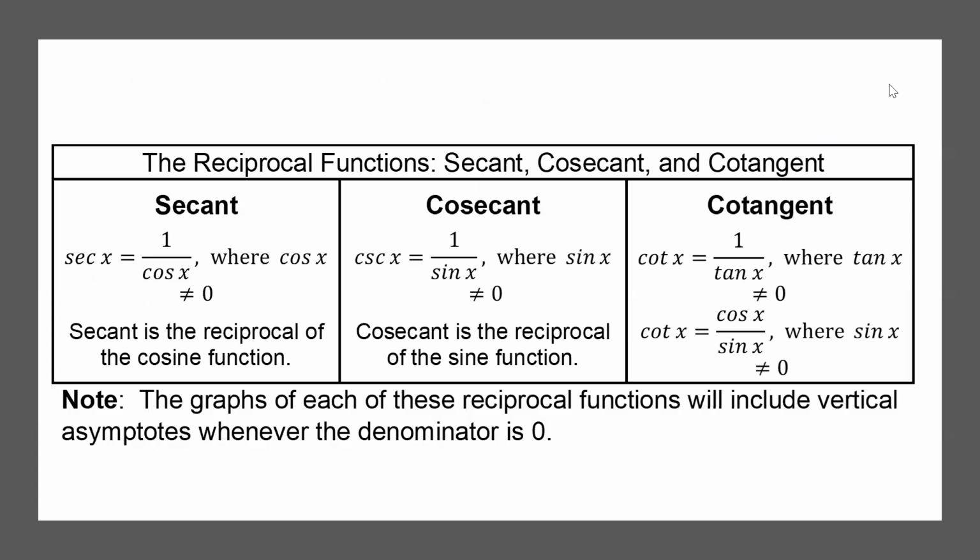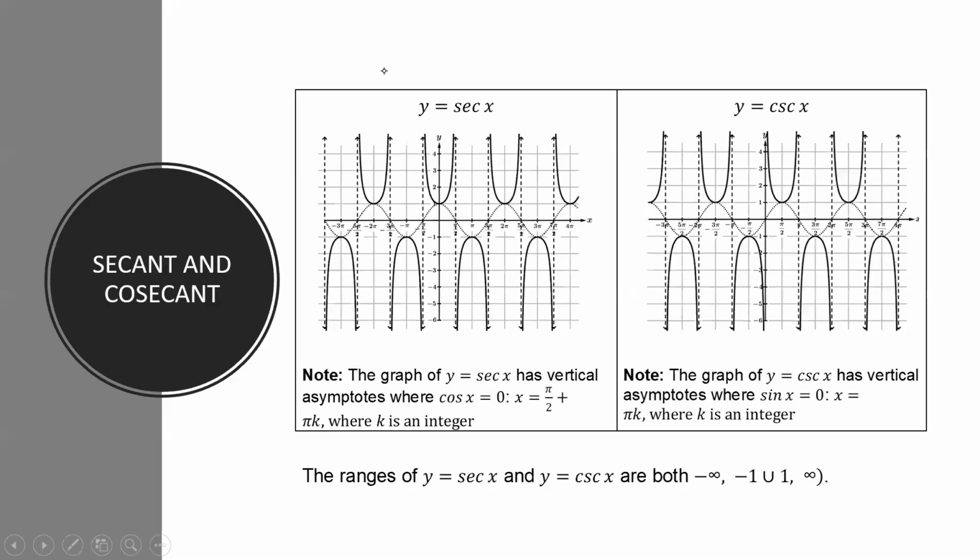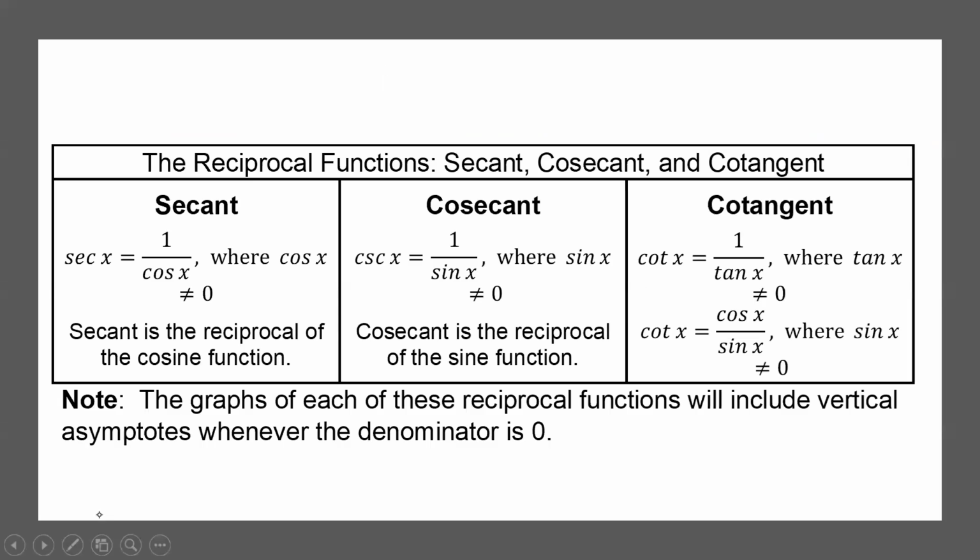So when you see secant, it means 1 over cosine x. Okay. That is what secant is. Secant means 1 over cosine x. When you see cosecant, cosecant means 1 over sine x. When you see cotangent, cotangent means 1 over tan x, or it could be cosine over sine.